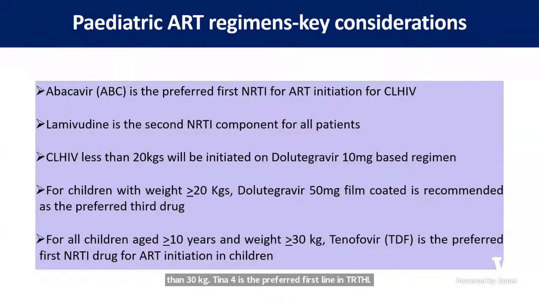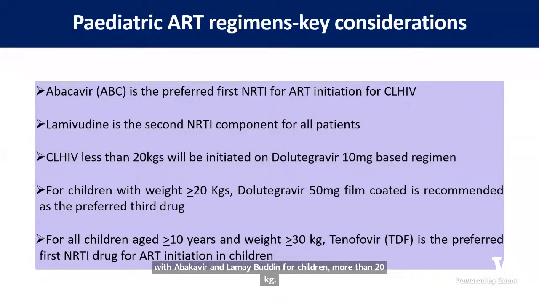So less than 20 kgs, dolutegravir 10 mg along with abacavir and lamivudine. For children more than 20 kgs, dolutegravir 50 mg along with abacavir and lamivudine.